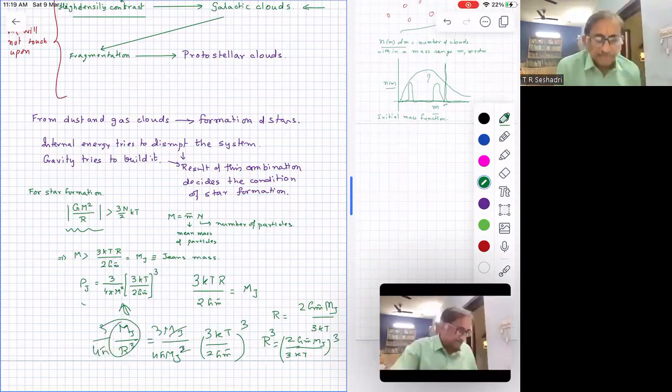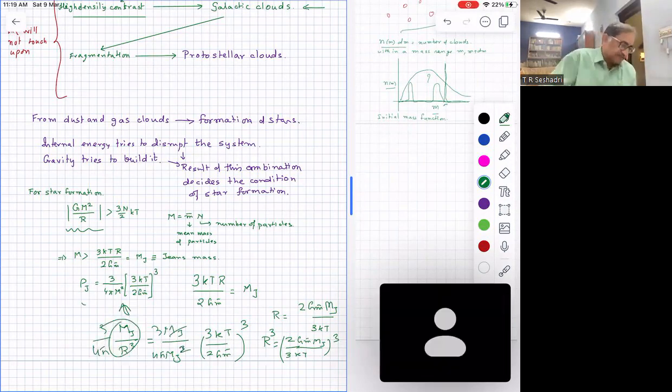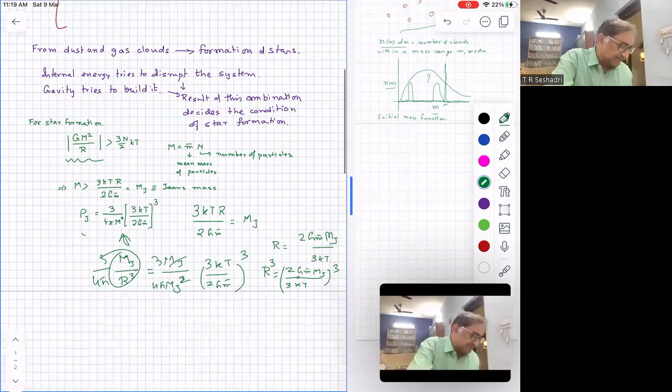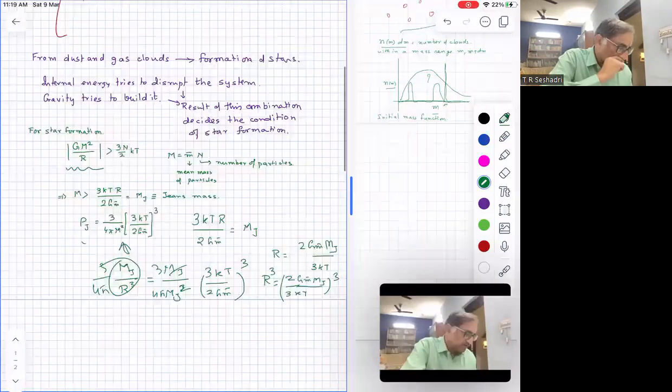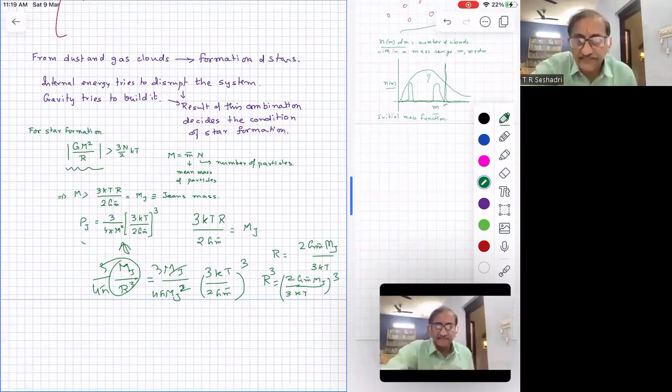Are you with me? Yes. Okay. So this is the density which is required for condensing this.